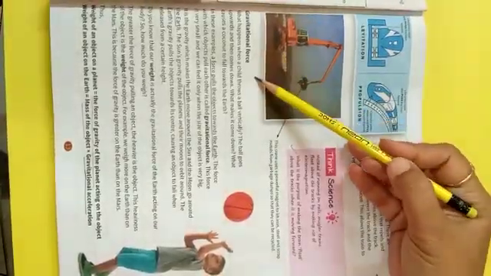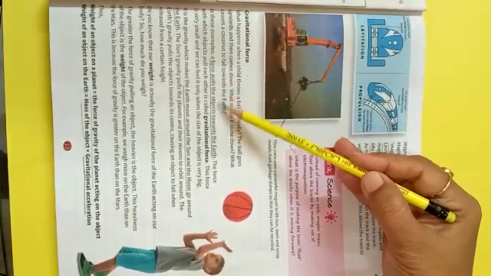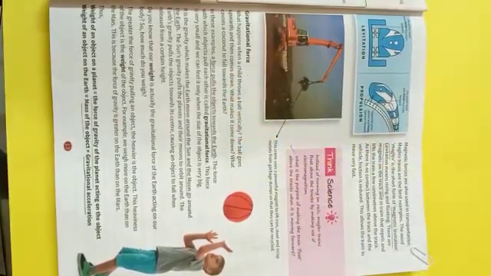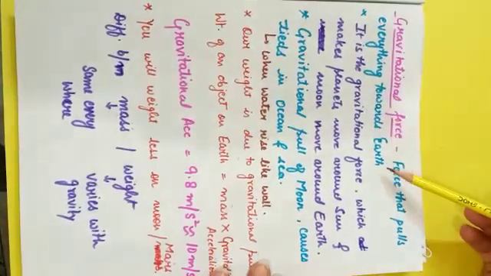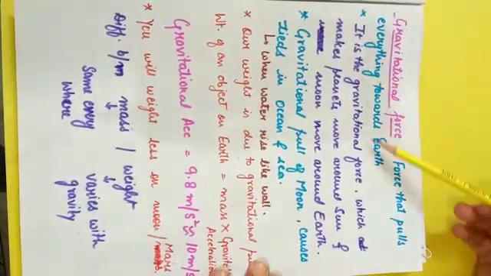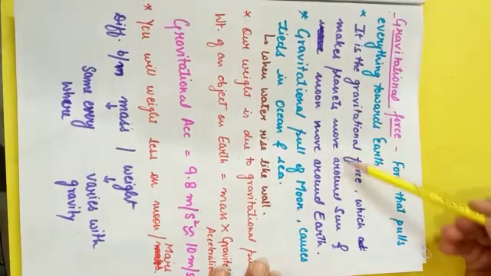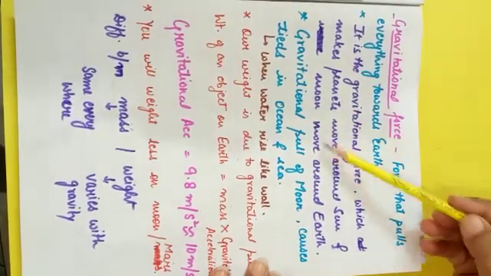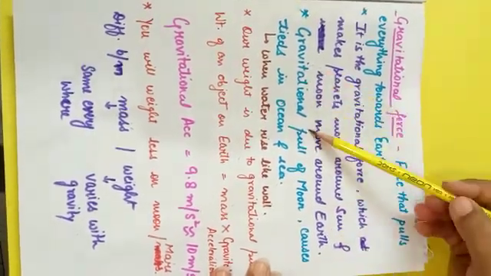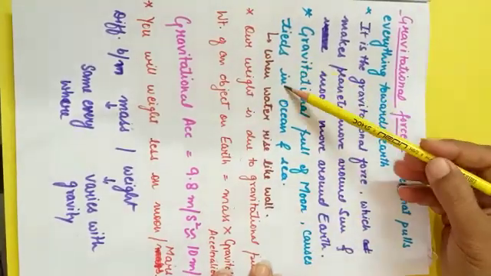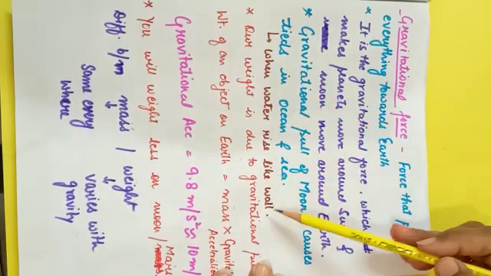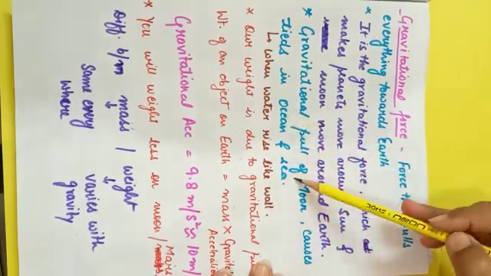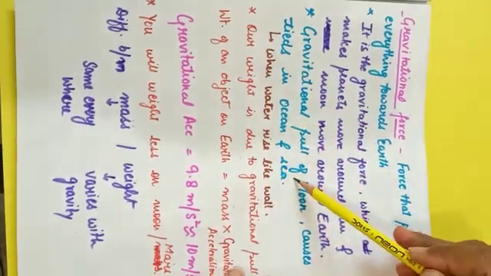Next is the gravitational force. A force that pulls objects towards the earth. Now what is the gravitational force? It is the force that pulls everything towards the earth. It is the gravitational force which makes the planets move around the sun and the moon move around the earth. Gravitational pull of the moon causes tides in the ocean and sea. What is a tide? When water rises like a wall in the ocean or sea, it is due to the gravitational pull of the moon.